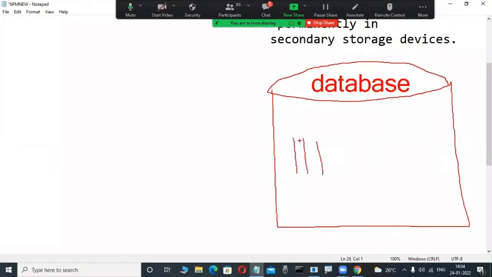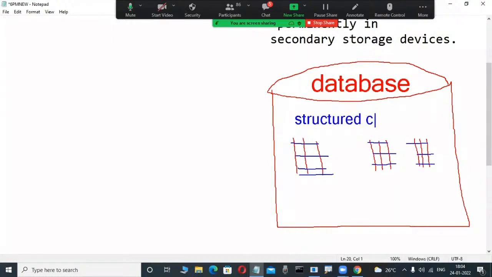Why? Because a concept called the relational data model is there. Today I will tell you. Based on that only, they implement these products. These are called relational databases. Observe here, a structured collection of data is there. This is what I told in the previous class. Always these type of databases store a structured collection of data. Data is stored only in an organized fashion.